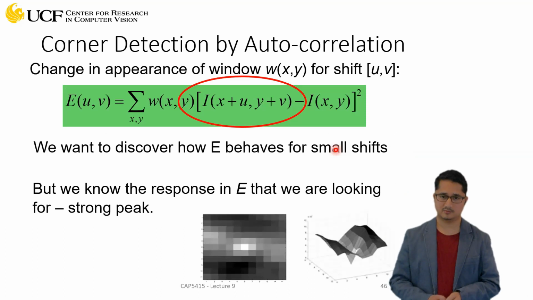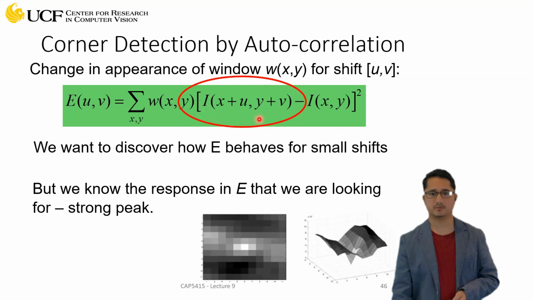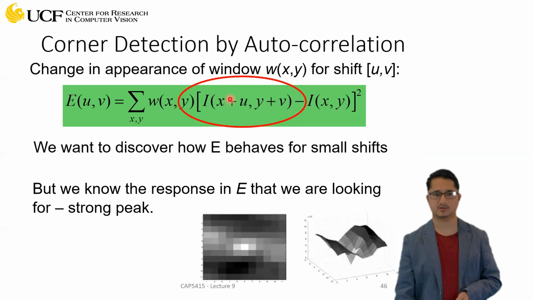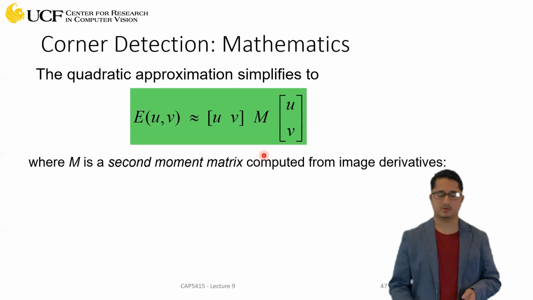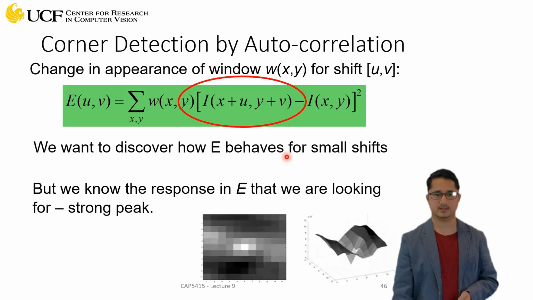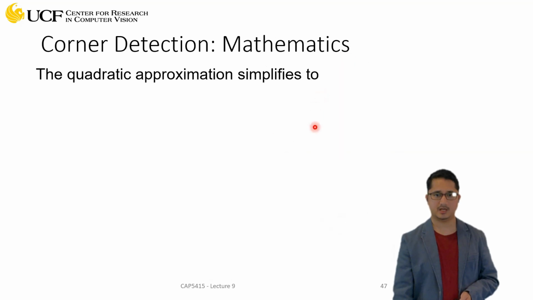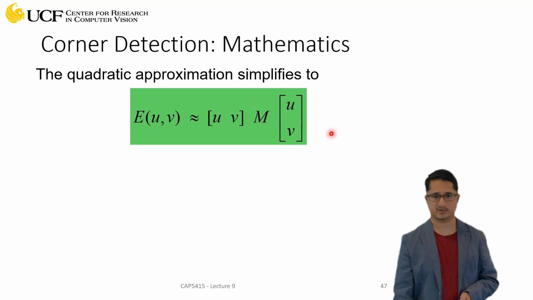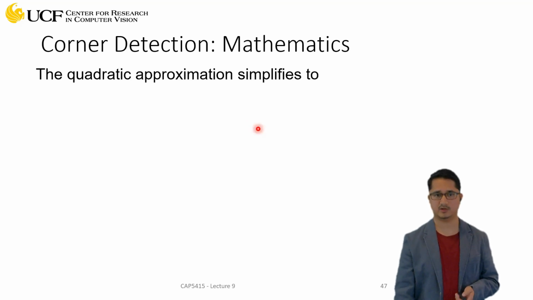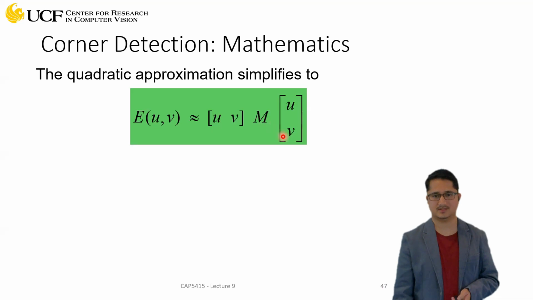Now, why is that important? Because what we want to do is not compute this point-wise difference. We want to approximate this. So how do we do that? We compute the second moment matrix, using image derivatives. Basically, this equation over here can be approximated by a simple matrix multiplication. And again, as I said, we don't have to worry about how we get that approximation. It's a long theoretical proof. But this is a way to approximate that equation.